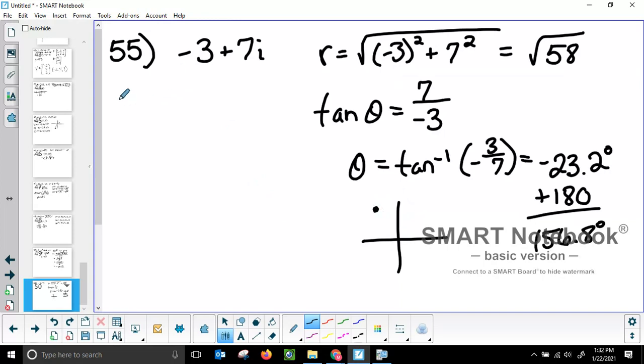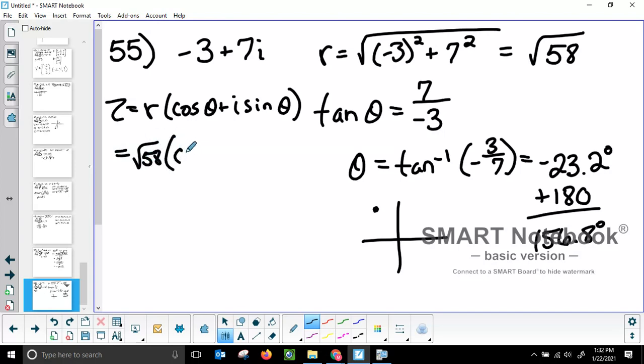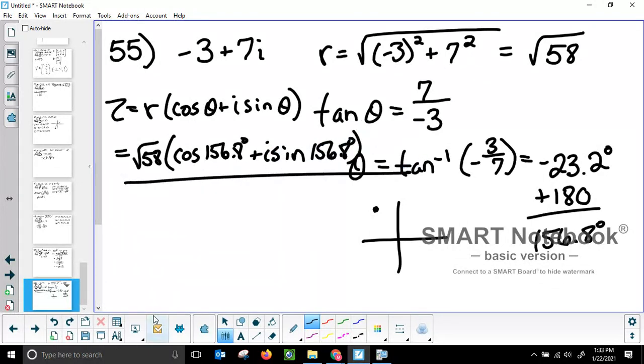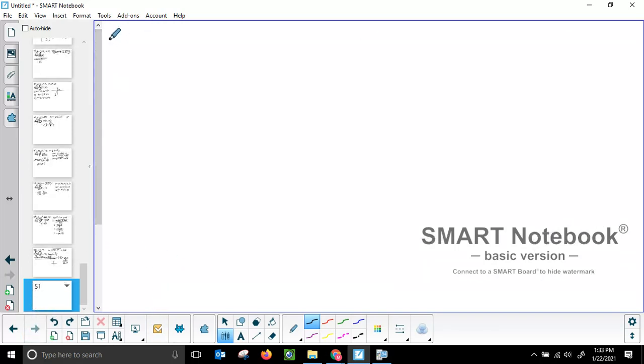Okay. So now we know that our trigonometric form of a complex number is r times cosine theta plus i sine theta. So for us, that's going to be the square root of 58 times cosine of 156.8 plus i times the sine of 156.8. So there is our solution. 56.